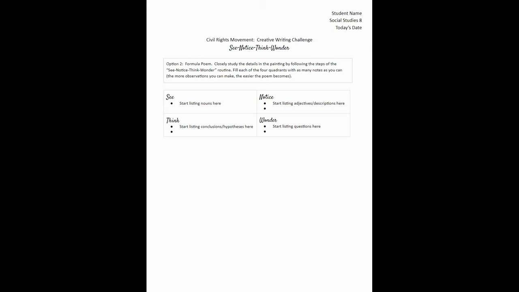So you can draw some conclusions here, like, I think the girl is scared, or I think she's on her way to school. I think the artist chose to do such and such because I think something terrible is about to happen, etc. Make predictions, make hypotheses, draw conclusions based on prior knowledge and based on the notices that you have in that second box. And then the last step is to just list all the questions that you have.